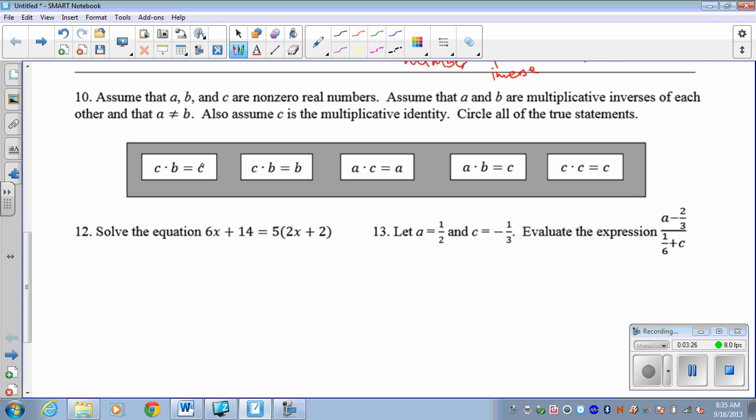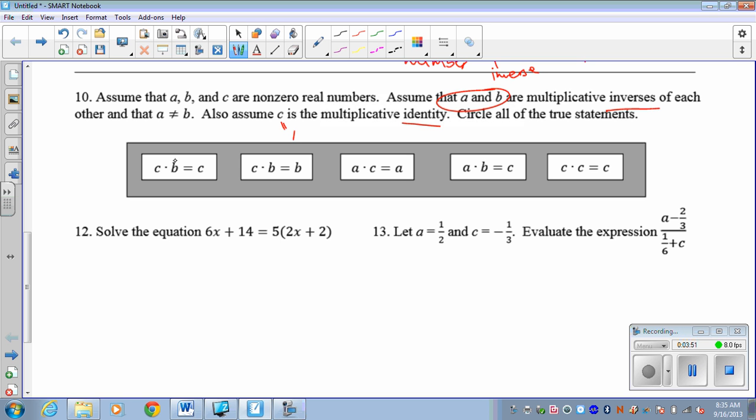We know that A, B, and C are non-zero. A and B are multiplicative inverses, so these guys are opposites. And A does not equal B. Then we also know that C is the multiplicative identity. So basically when you see that, it's telling you that C equals 1.